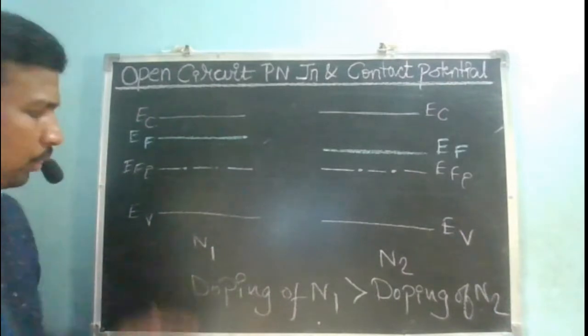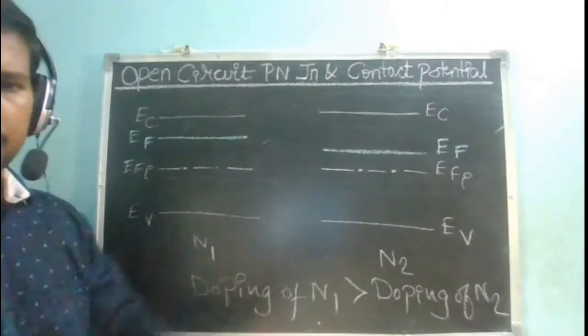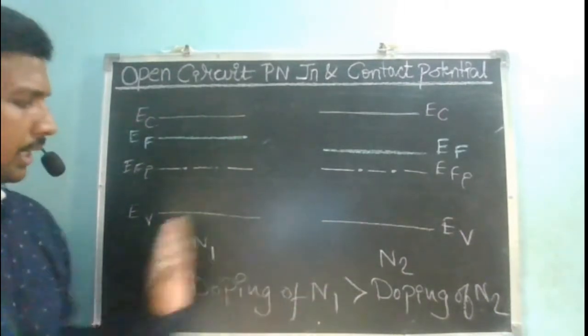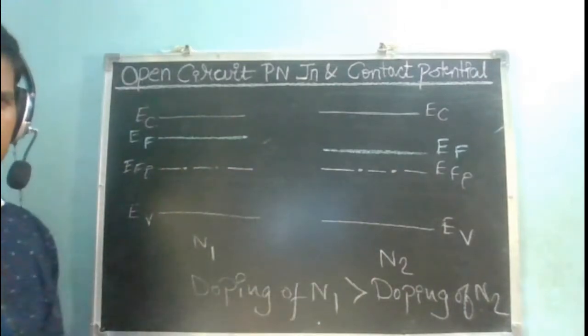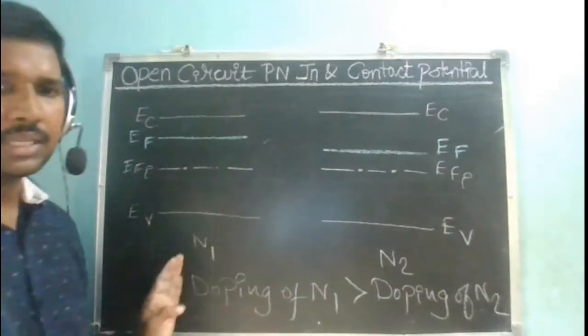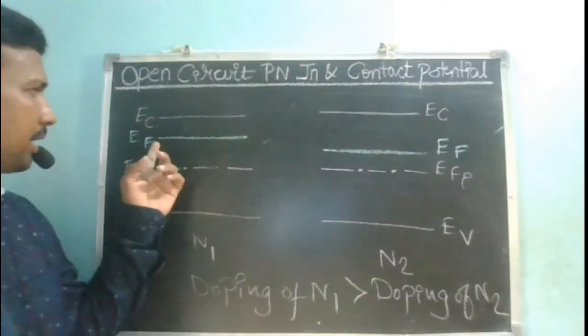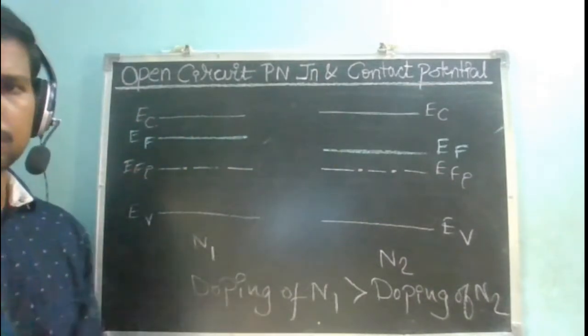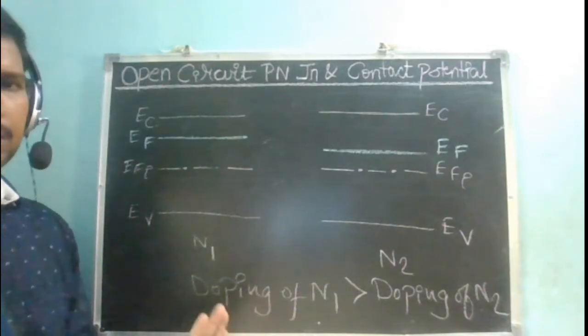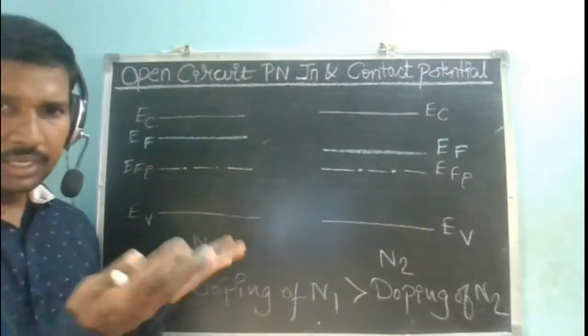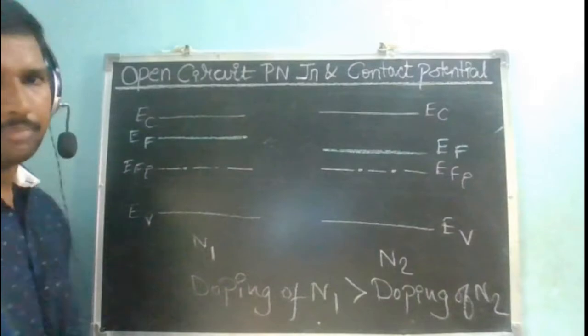So uniform doping in N1, uniform doping in N2. But doping in N1 is greater than doping in N2. Is there any current in either N1 or N2 individually? No, sir. No current, because slope of EF is 0. When slope of EF is 0, current is 0. So when I bring N1 and N2 in contact, what happens?